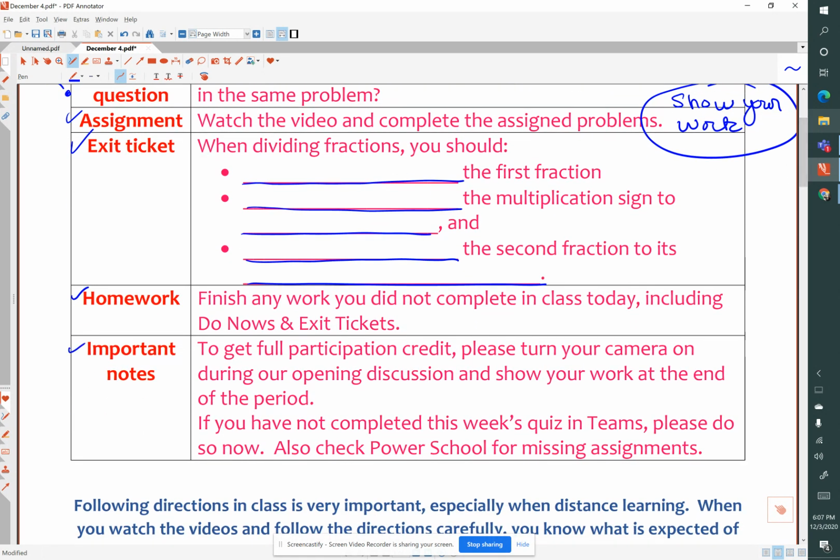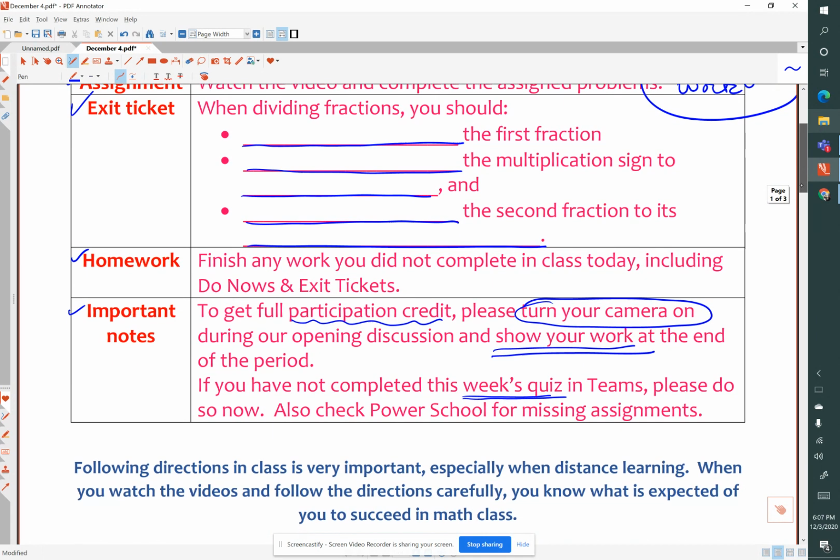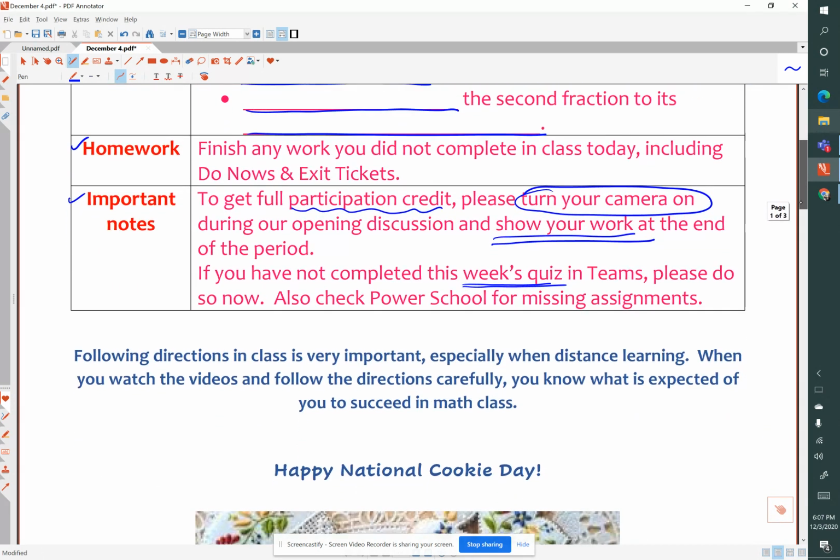So remember, full participation credit means turning your camera on for that opening discussion that we always have. And then at the end of the period, just turn your camera on and hold up your paper so I can see your hard work. Makes me super proud of you, and you know that. Now, if you did not complete this week's quiz in Teams, please go into Teams and do that, and keep checking your PowerSchool. I'll be updating PowerSchool for your class. I think I'm almost done, so you can make sure you look at that.